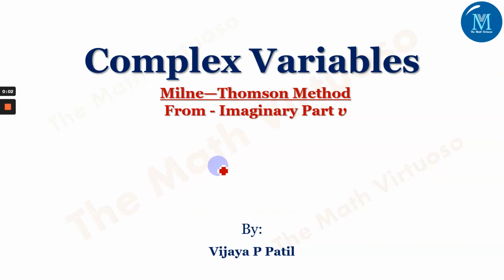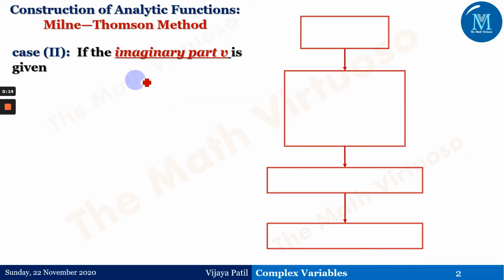Hello and Namaste. In continuation of the complex variables, we'll be going ahead with the construction of an analytic function using the Milne Thomson method, wherein the imaginary part v is given or known. So construction, as we have done for u when the real part of the function has been given, the same way we have to do it when the imaginary part has been given. So what is my first step?